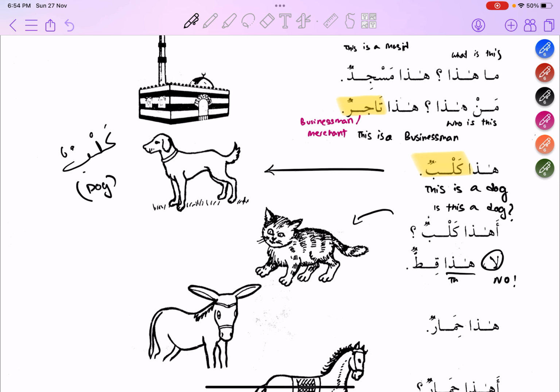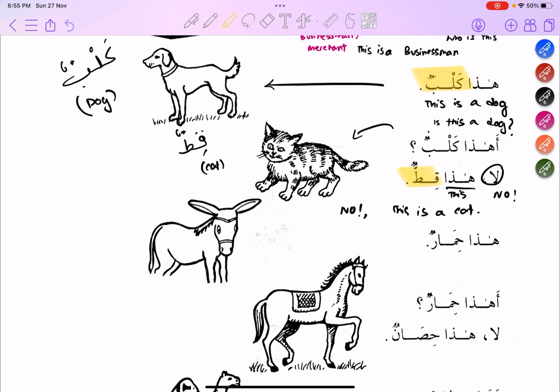هذا, this is قطن. قطن, this is also a new word. قطن means cat. So this will translate: no, this is a cat. كلبن means dog. قطن means cat.